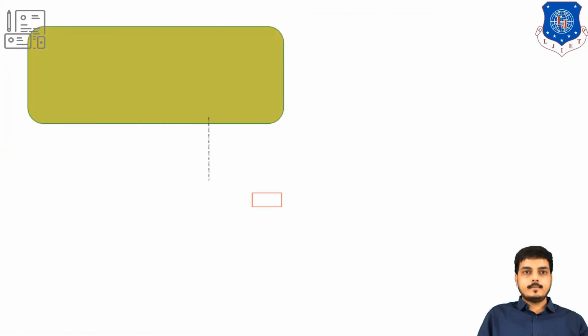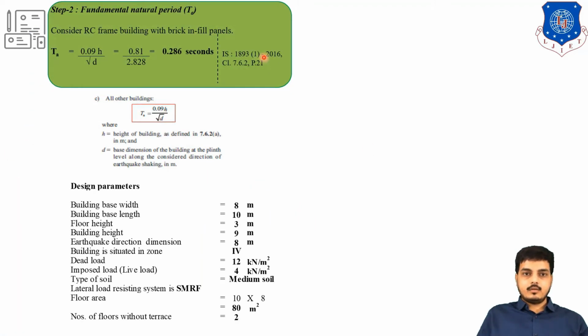Now we are moving towards step number 2, which is the fundamental natural period, TA. Now the RC frame building with brick infill panel. For that, in IS 1893 part 1 2016, page number 21, as per clause 7.6.2, the formula for infill panel is TA equals 0.09 h upon root d. TA is my fundamental natural period, h is the height of the building, and d is the dimension along which the earthquake is coming.